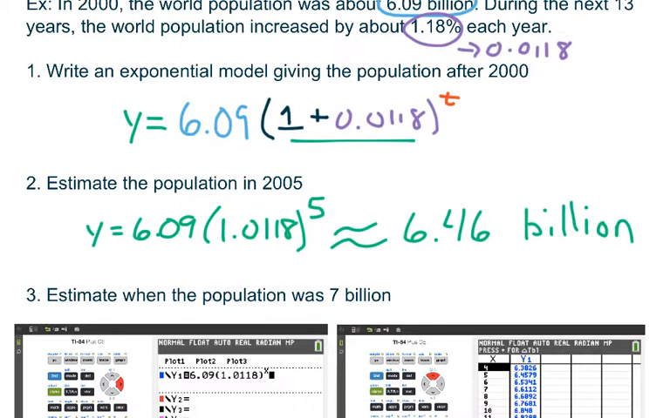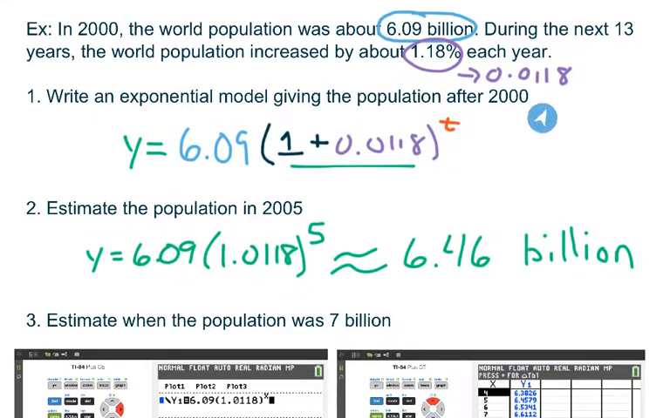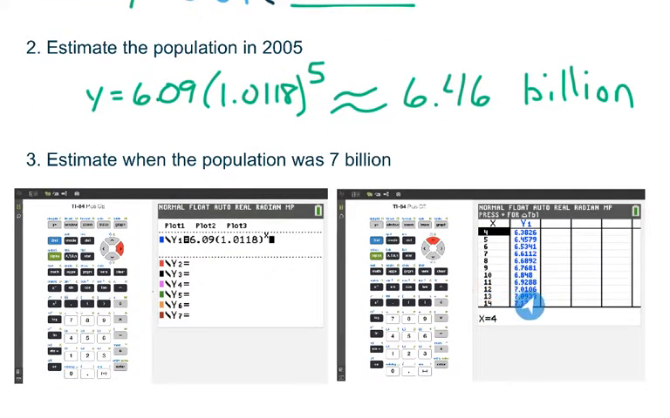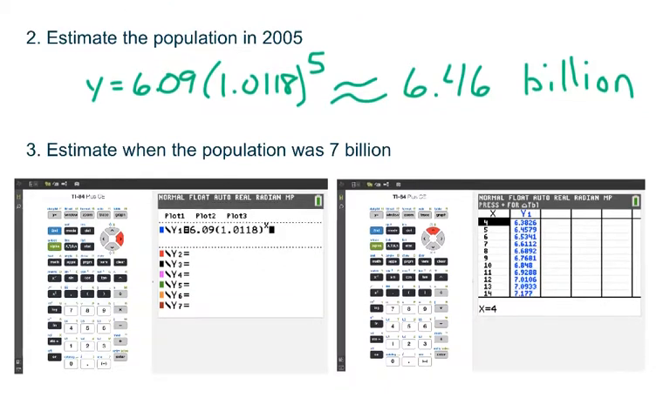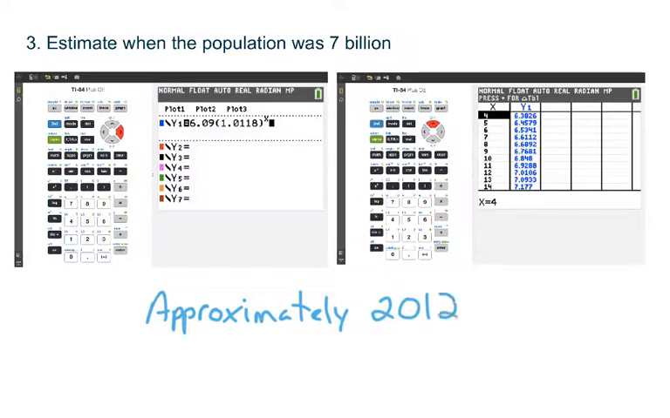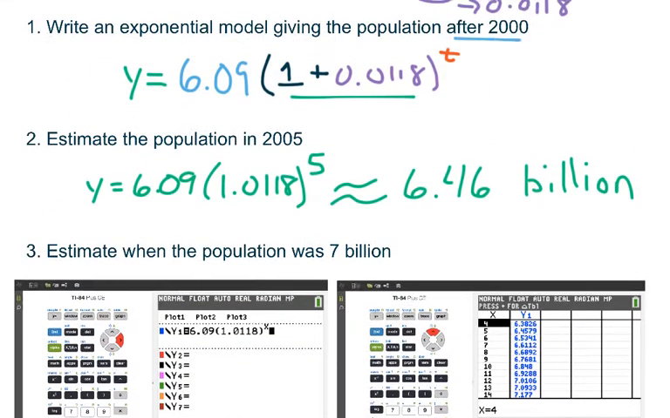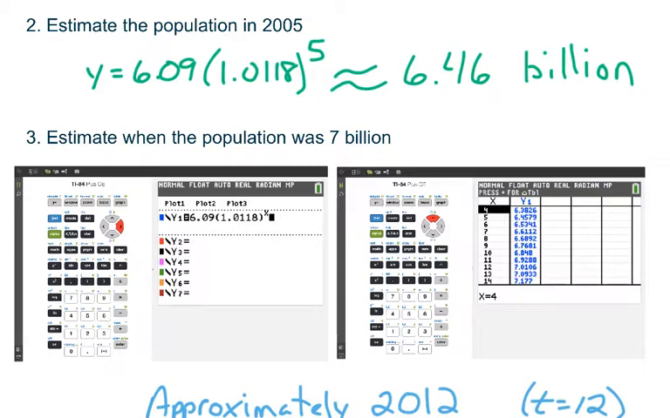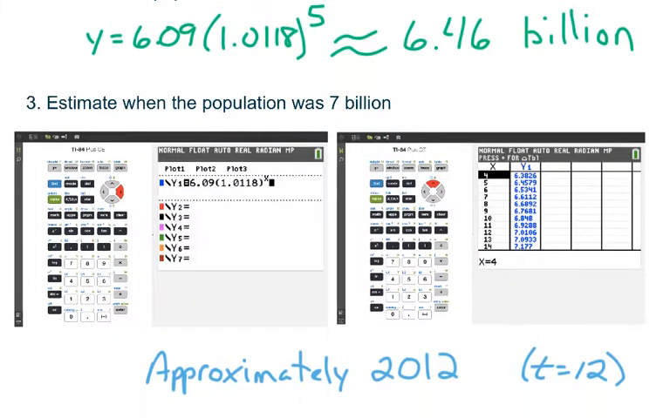And 12 this time actually means years after 2000. Sorry about that, I had a little freeze up there. So this is 12 years after 2000, and we crossed that 7 billion point. So we're going to say approximately 2012, because our t value is 12, and we're talking years after 2000. So approximately 2012 is when our population was 7 billion.